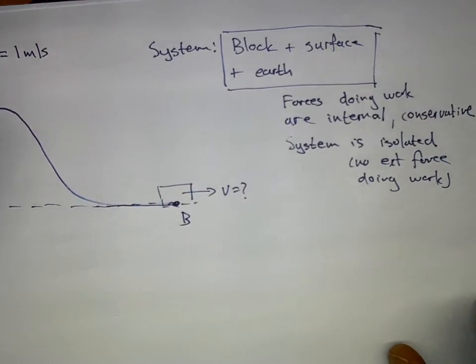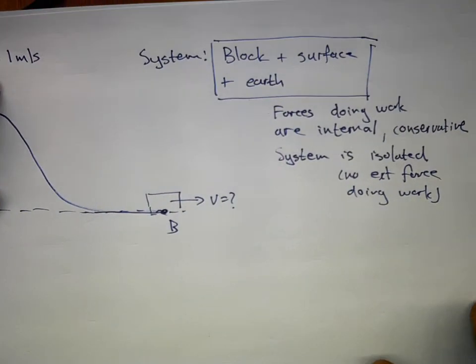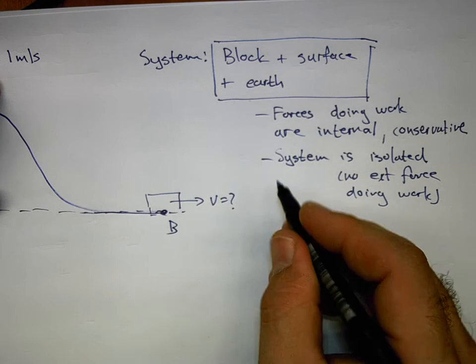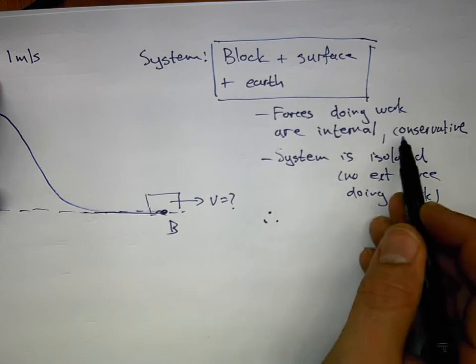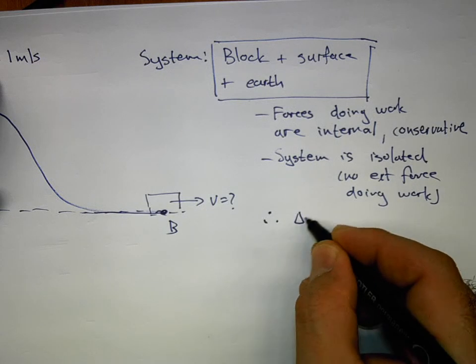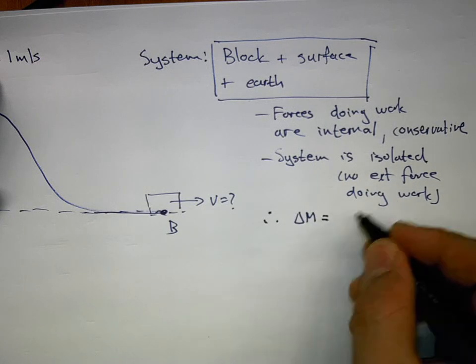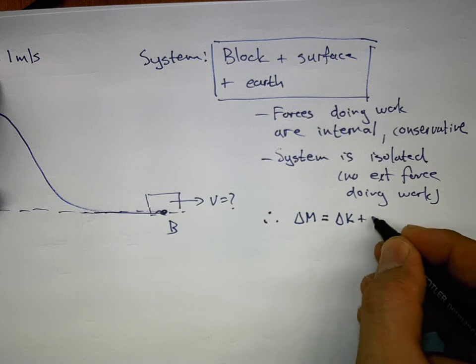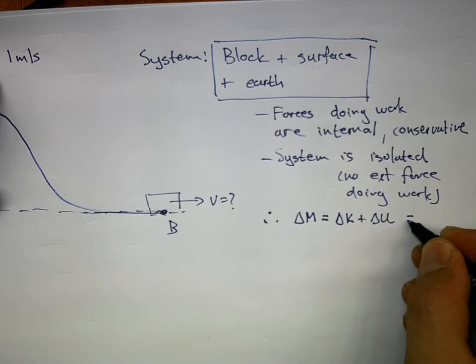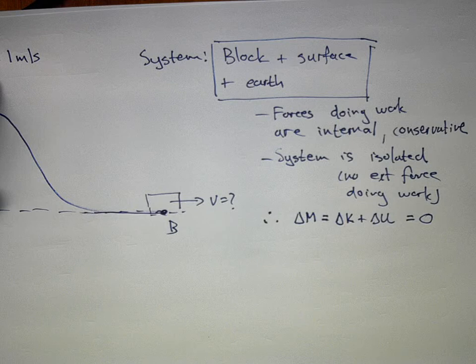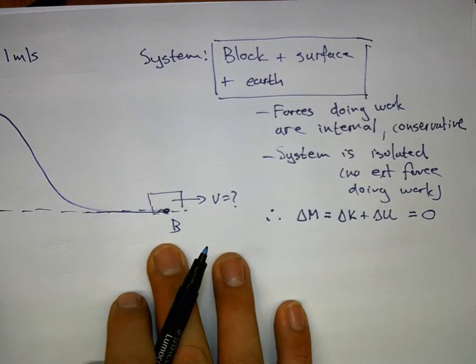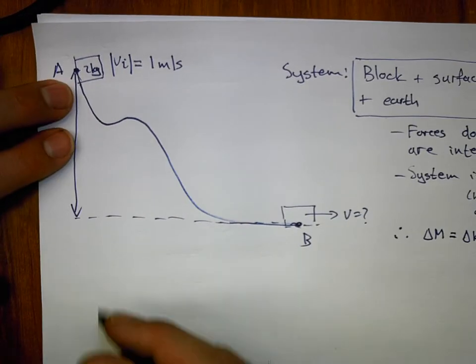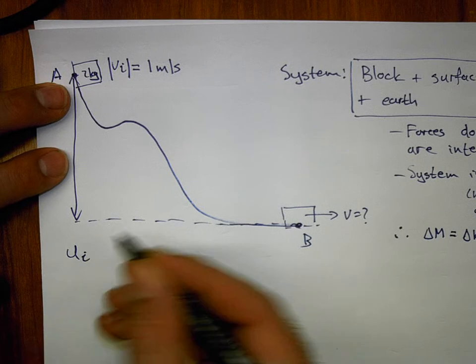So we can say this, and we now know that for isolated systems where we've got conservative internal forces, the change in mechanical energy, which is equal to the change in kinetic energy plus the change in potential energy, will be zero. So at every point, if I add up the kinetic energy of the system and the potential energy of the system, I must get the same number. So let's look at the initial potential energy of the system.